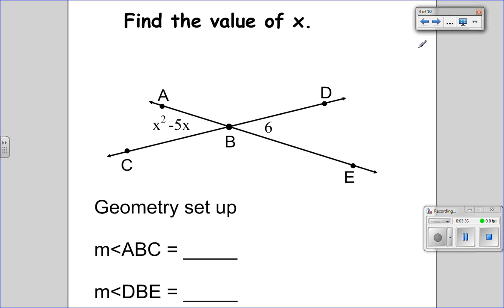Okay, let's try this one. On your own, try to at least do the geometry setup and at least try to start solving and see what you can do with it. So pause the video and give that a try.